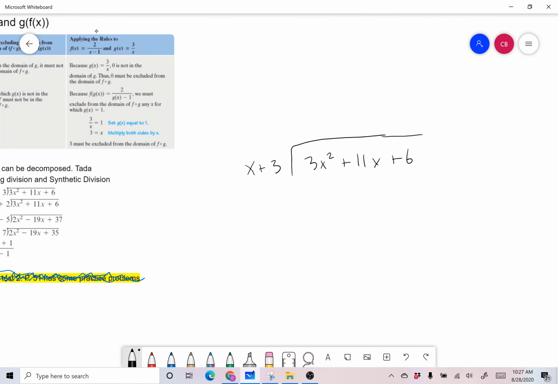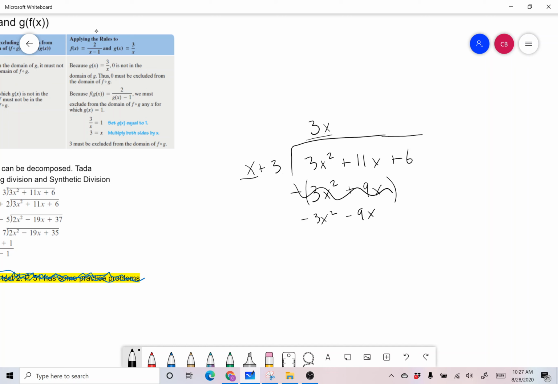And so to do this, we need to figure out how many times x goes into 3x squared. Well, 3 times x, if you multiply this to this, you will get this, which is what we want. And so this is 3x squared. And then we're going to multiply this 3x to this thing and then put that here. So this is plus 9x. Okay, now remember this is division, so if these are positive, we're going to subtract both of these things. So this is negative 3x squared minus 9x.